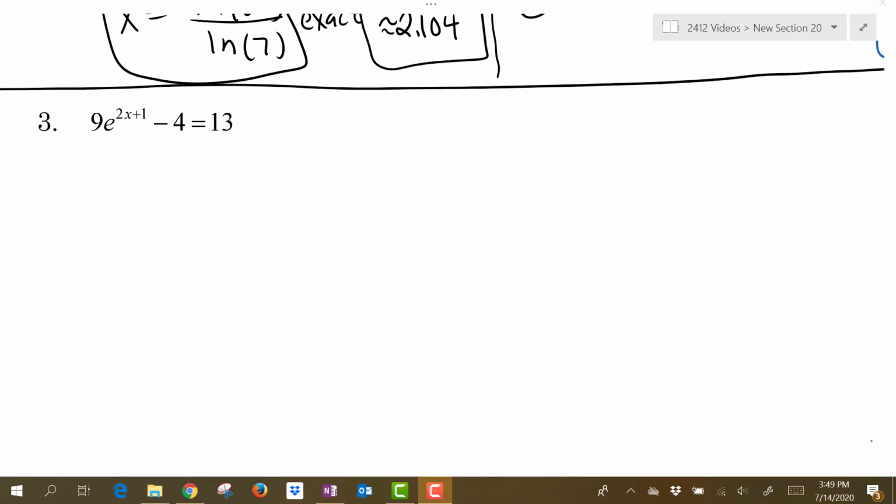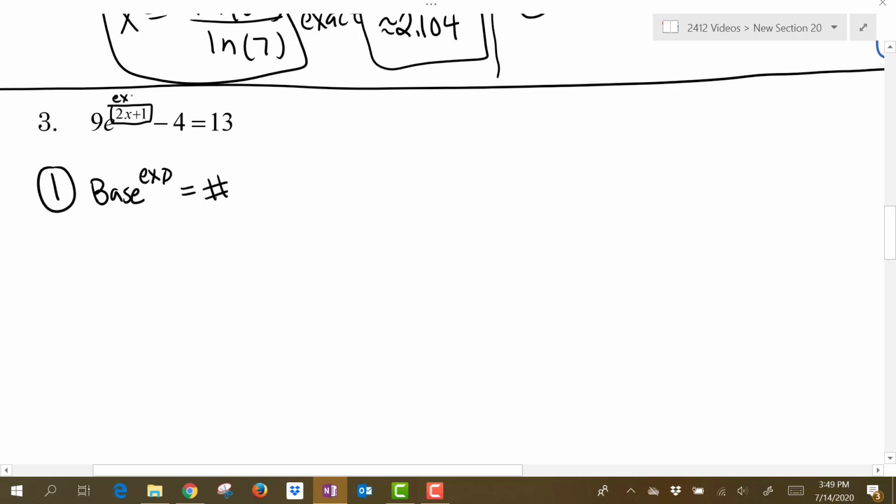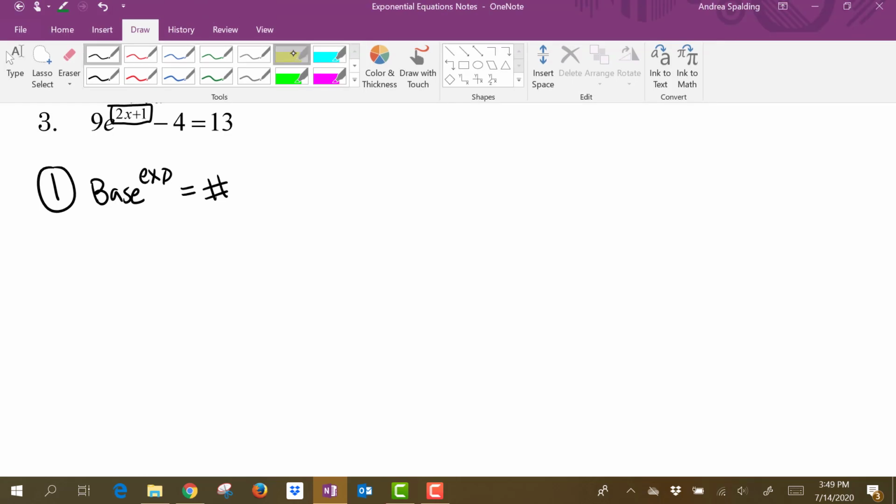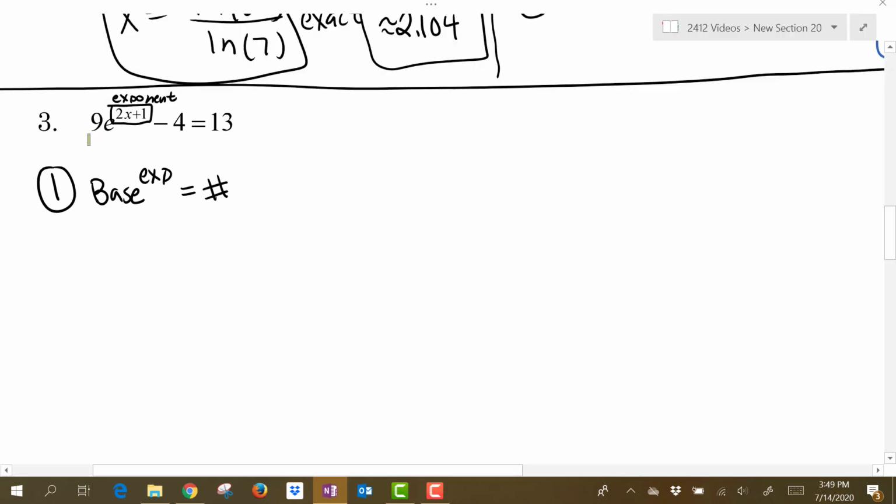For our third exponential equation example, we want to be really careful with this one about what is our base. So step 1 says we want to isolate the base and its exponent on one side by itself and number on the other. The exponent here is clearly the 2x plus 1. But what is the base for this exponent? If you're not careful, you will say that it's the 9 and the e.